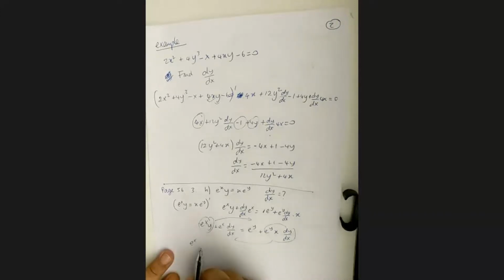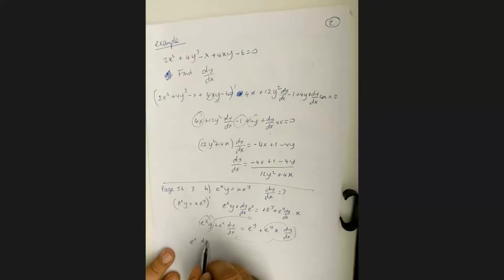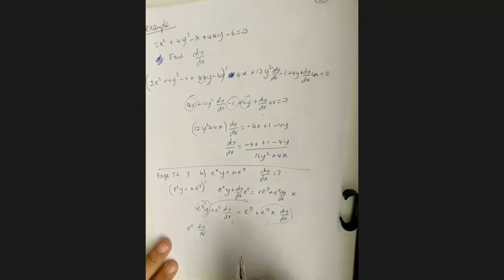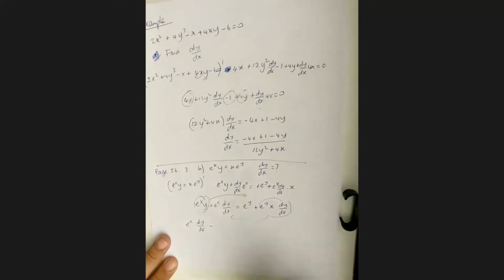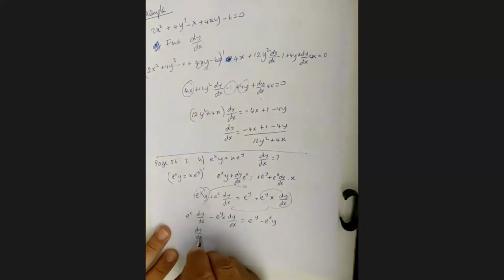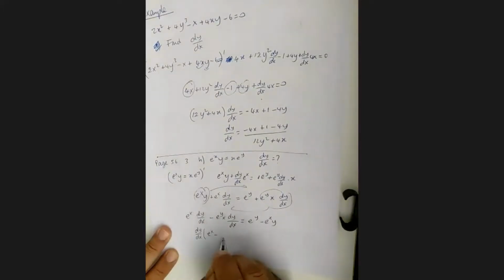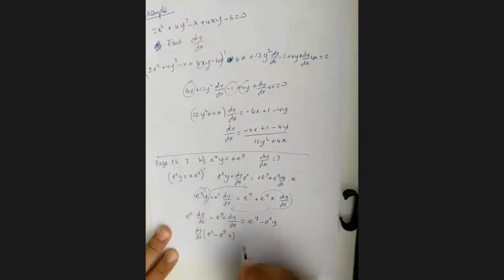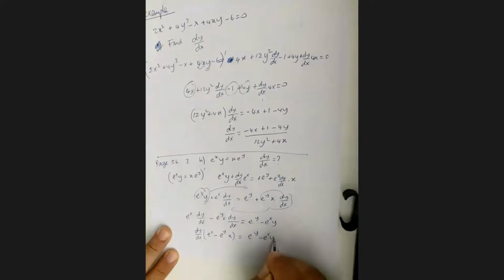Simple algebra here. e to the power of x dy over dx minus e to the power of y x dy over dx is equal to e to the power of y minus e to the power of x times y. Let's take dy over dx in the brackets: e to the power of x minus e to the power of y times x in the brackets, which is equal to e to the power of y minus e to the power of x times y.